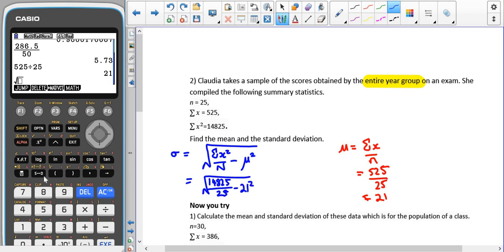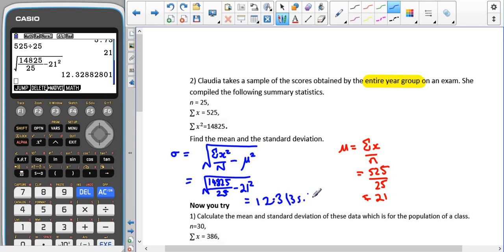And again, just type that in exactly as how it is there. So 14,825 divided by 25, across to get out of the fraction, minus 21 squared. Again, double check that all of that has come underneath the square root sign, and then when we click exit, that gives us 12.3 to 3 significant figures.